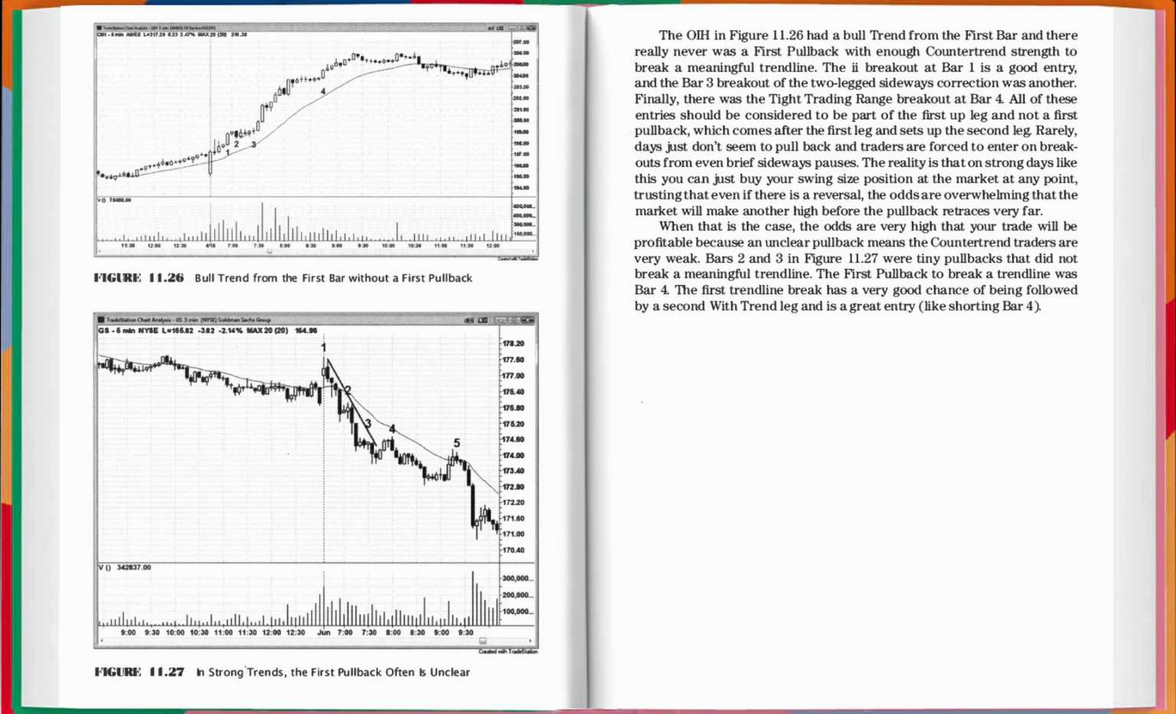Bars 2 and 3 in figure 11.27 were tiny pullbacks that did not break a meaningful trend line. The first pullback to break a trend line was bar 4. The first trend line break has a very good chance of being followed by a second with-trend leg, and is a great entry, like shorting bar 4.